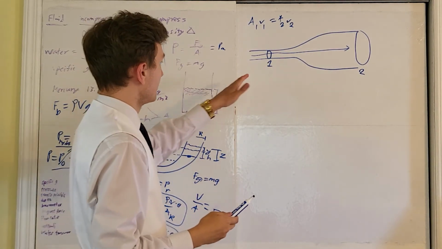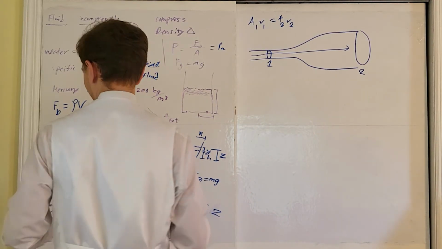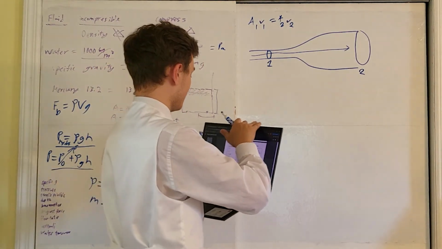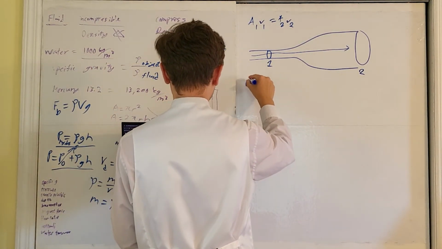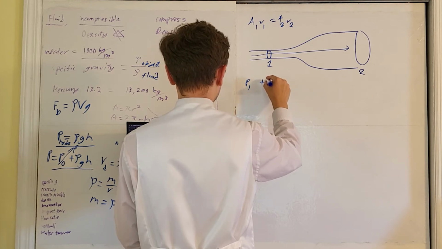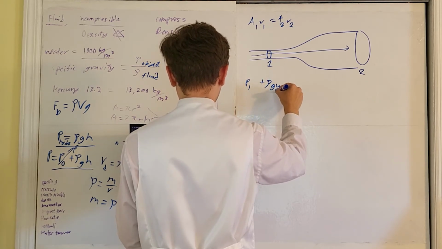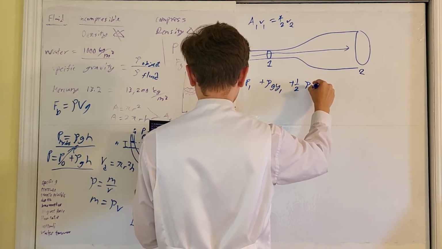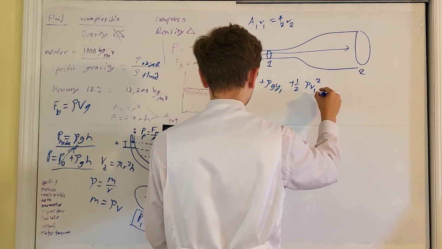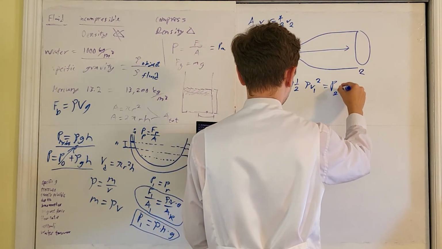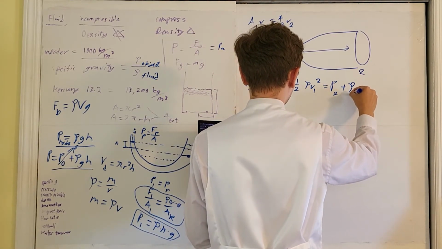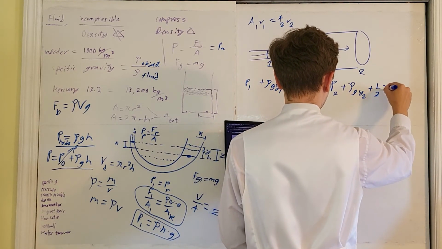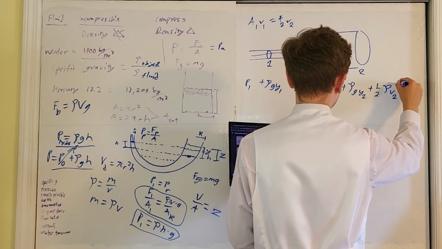Next equation, brace yourselves, I need the reference table to copy this down. That's the good news, that this is on your reference table. It says P1 plus rho g y1 plus 1/2 rho V1 squared equals P2 plus rho g y2 plus 1/2 rho V2 squared.